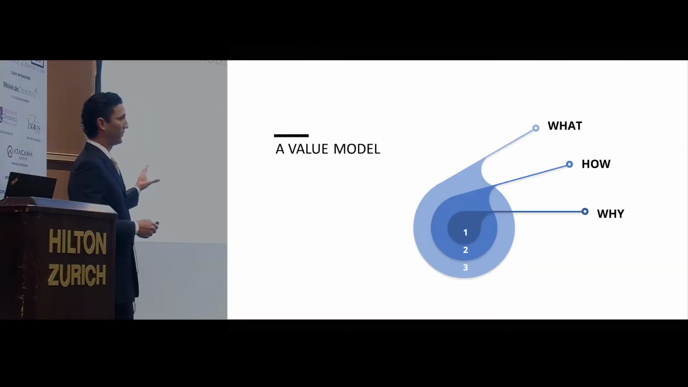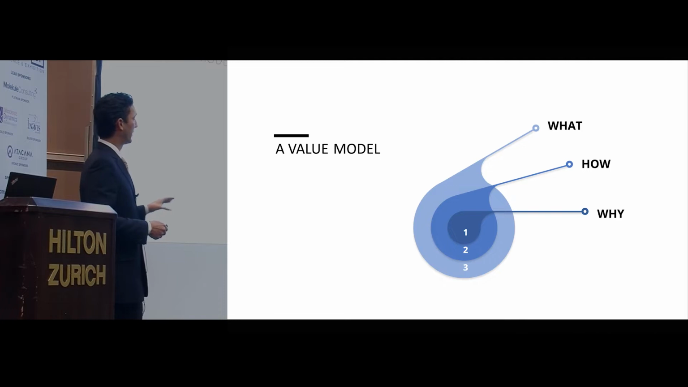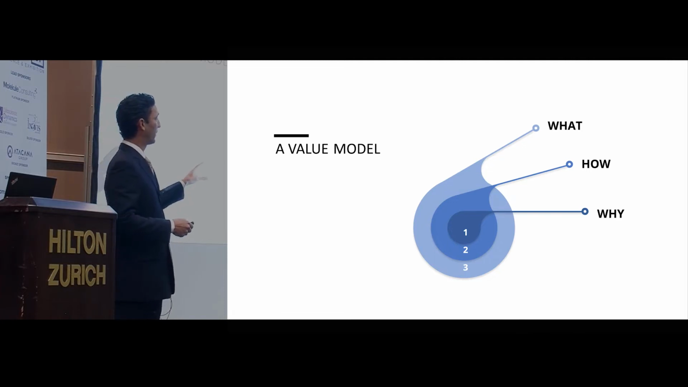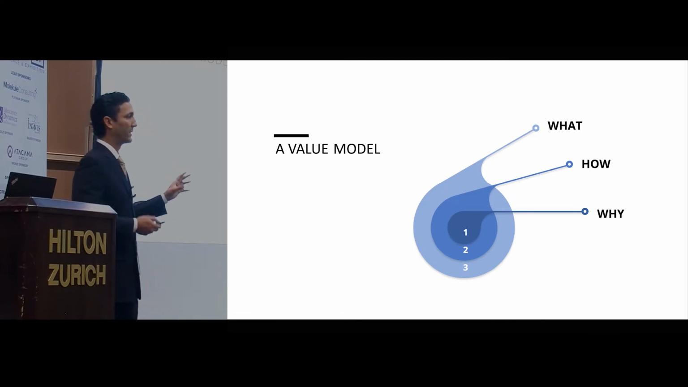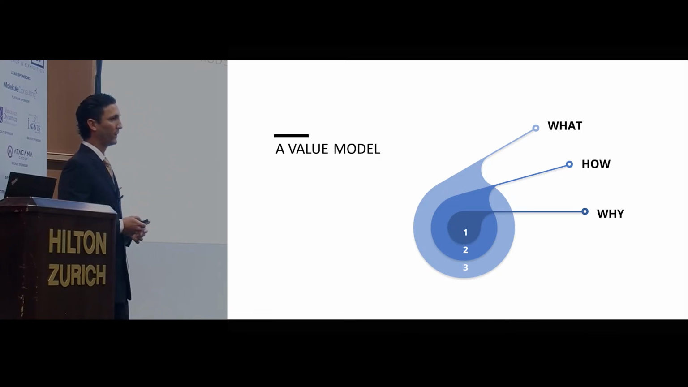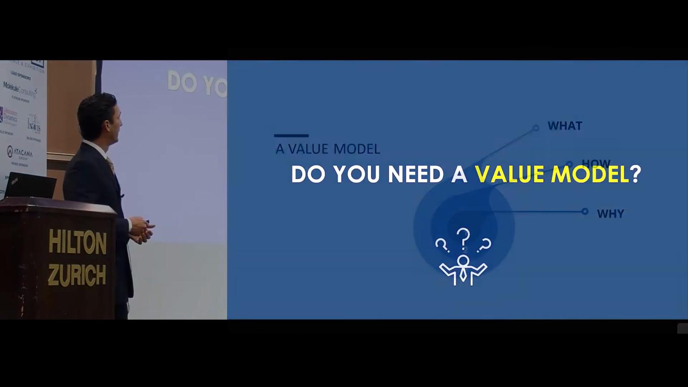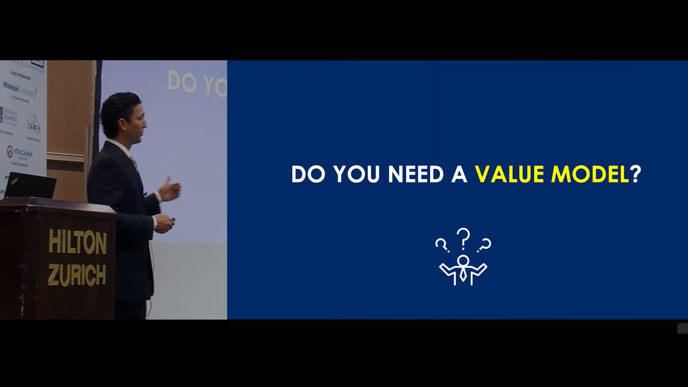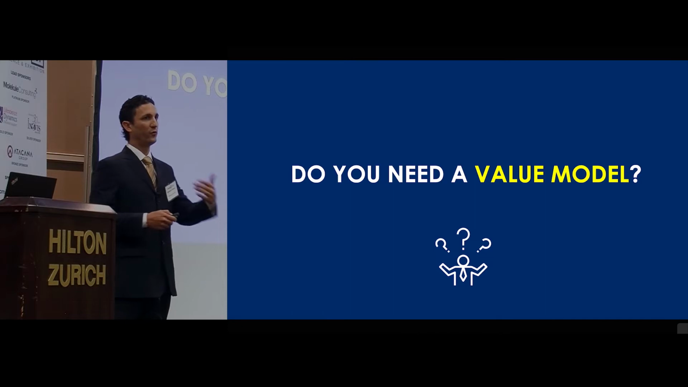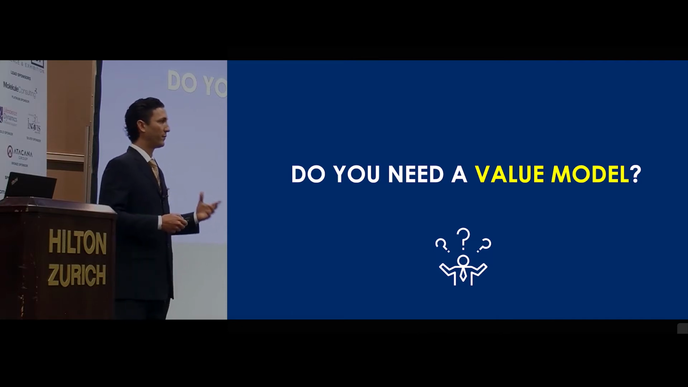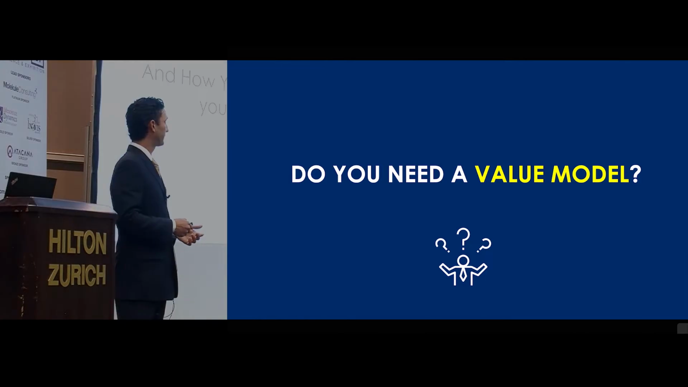Here's a simplistic view of a value model. The first step is the why, the second is the how, and the third one is the what. There's a great YouTube presentation by Simon Sinek that talks a little bit about this and gives you different ways on how to think about it. So what we're going to try to show you today is that as you move forward after this conference, you start thinking about what is your value model for competitive intelligence.